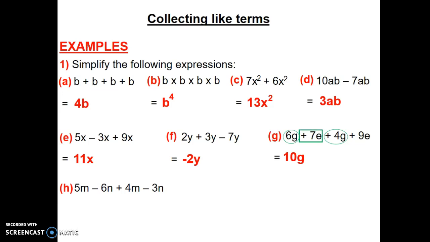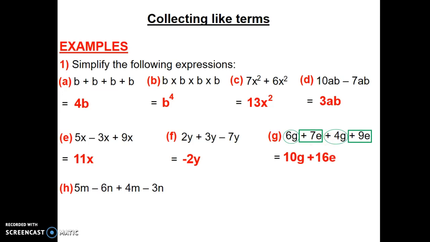If you use different color pens, or underline them, highlight them, or circle them and then put a box around them, it will help you collect the like terms and spot the similar terms and the different terms. So make sure that you are using something like that. And 7e add 9e will give you 16e.